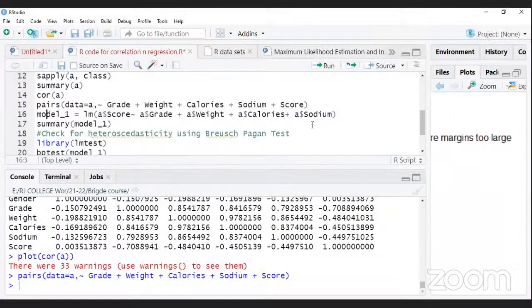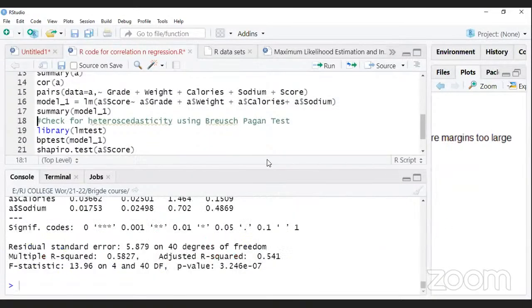Okay, so I will put model number 1. Under this, I have score as my dependent variable, and the rest I have assumed to be independent. Okay, so I will just run this, and now I will check which one affects my model more.